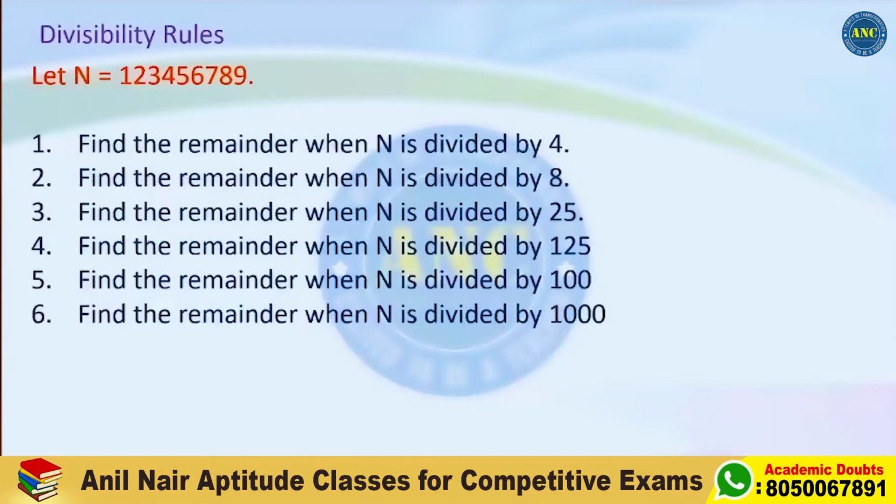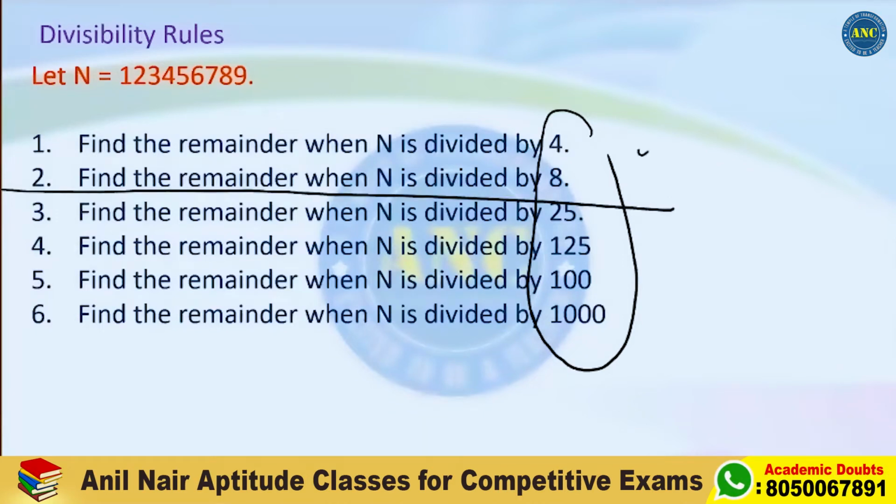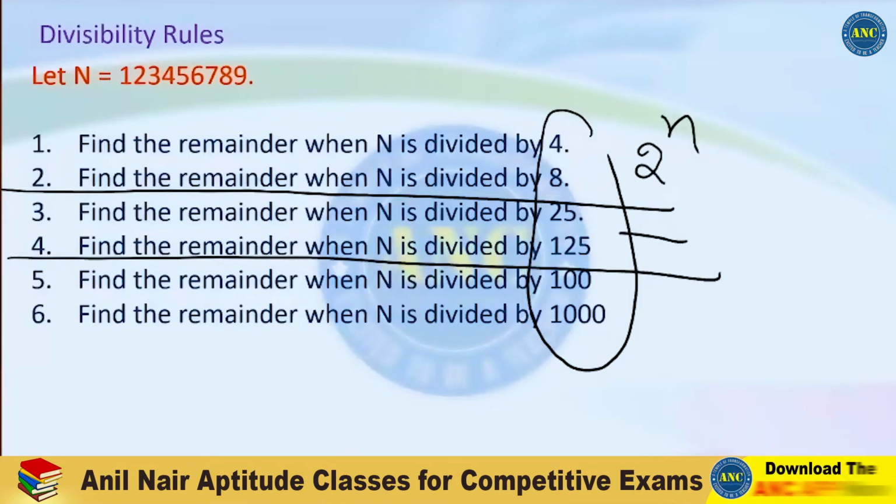Next question. Now we did only the preliminary concepts, that is 2, 5 and 10. What happens if it is beyond 2? In this slide, I will be discussing the divisibility rule for 4, 8, 25, 125, 100 and 1000. The first two are for the powers of 2, the next two are for the powers of 5, and the next two are for the powers of 10. I hope it is clear.